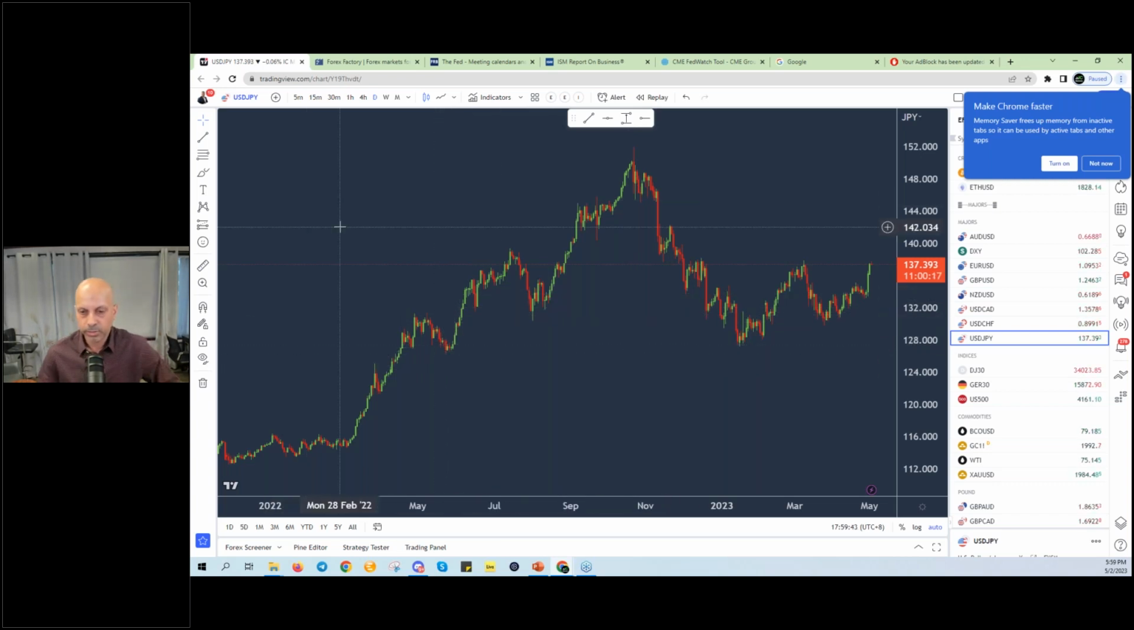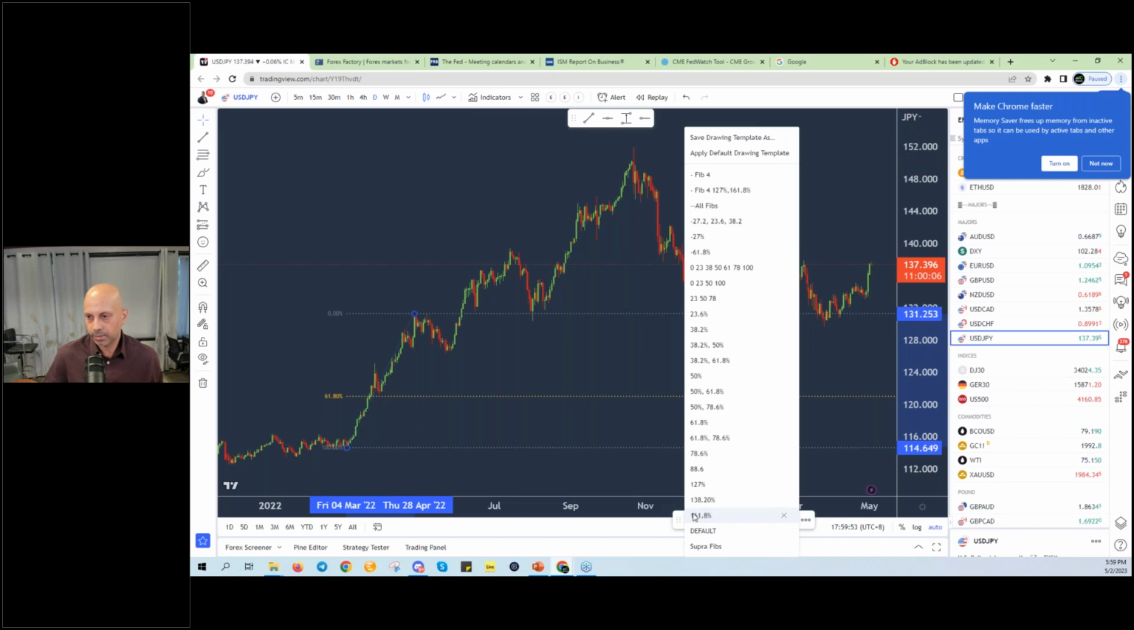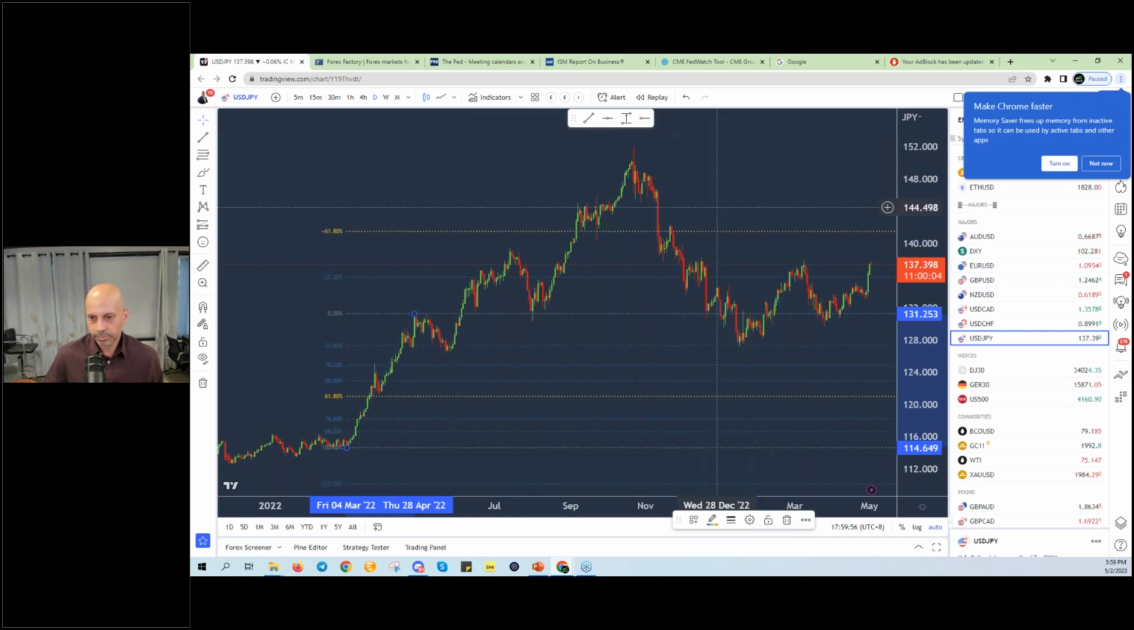So let's just do a quick Fibonacci on this. For example, this is a daily chart. Let's say price has run up here, and okay, so you draw all the fibs, and as you can see, let's just leave 23 and 38%.